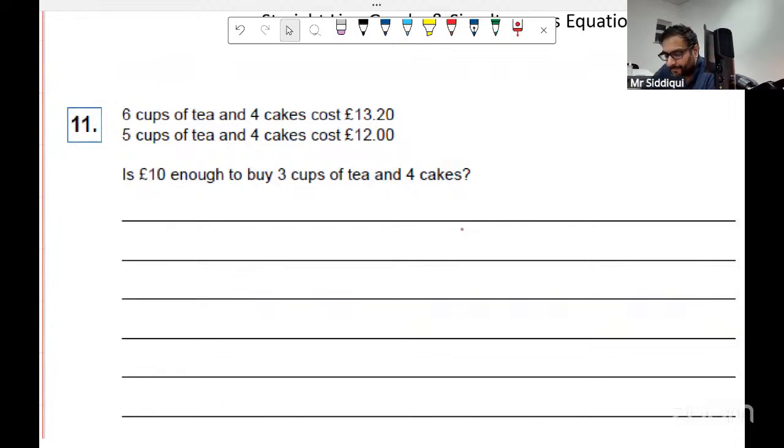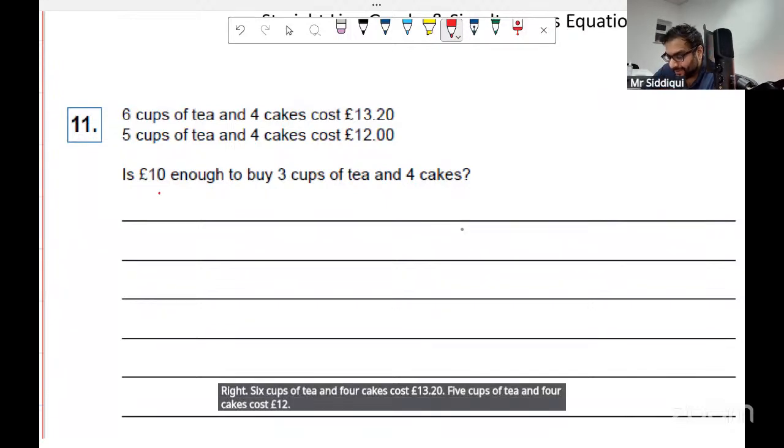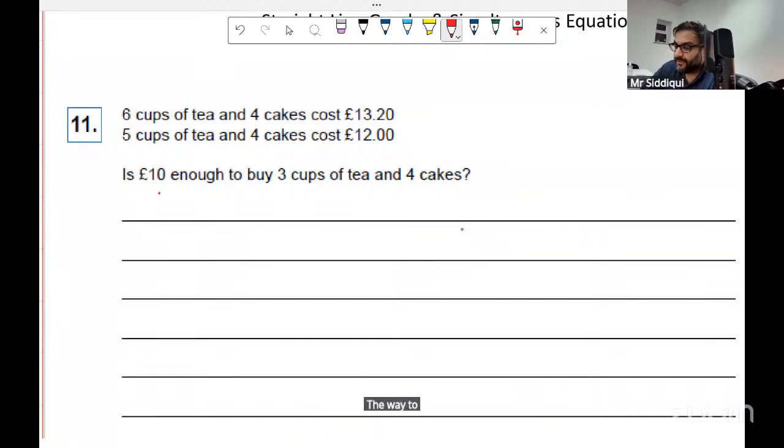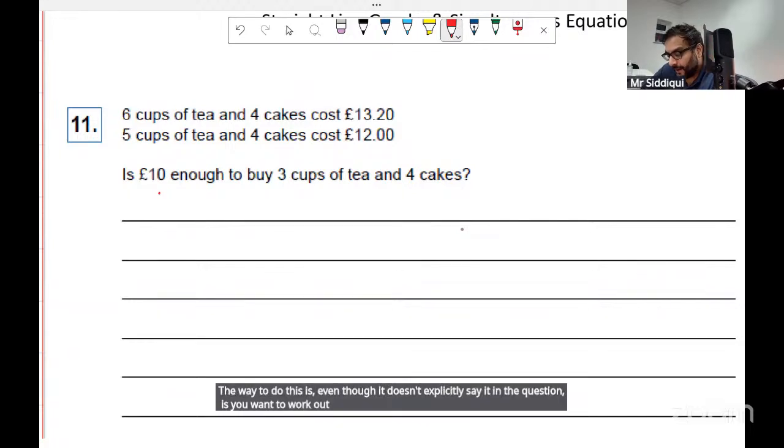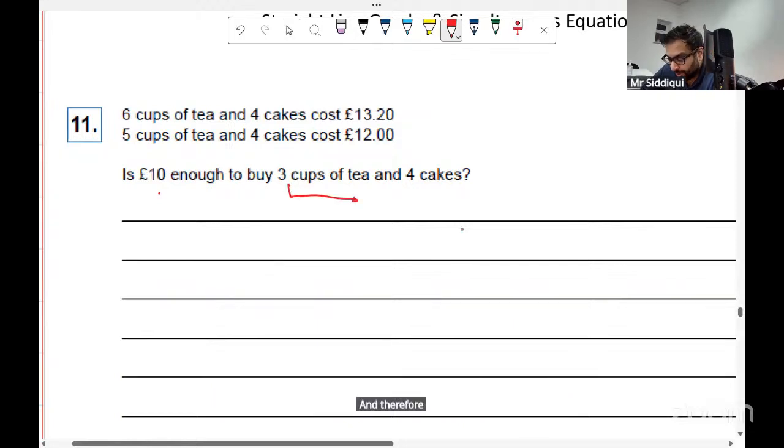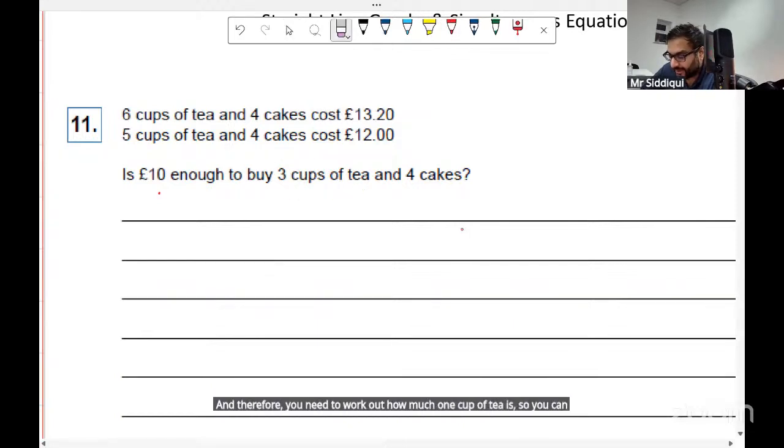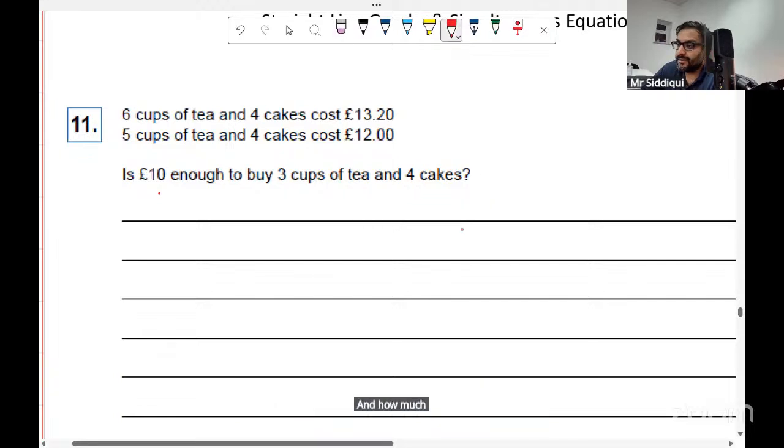Right. 6 cups of tea and 4 cakes cost £13.20. 5 cups of tea and 4 cakes cost £12. Is £10 enough to buy 3 cups of tea and 4 cakes? The way to do this, even though it doesn't explicitly say it in the question, is you want to work out how much this is all going to cost. And therefore you need to work out how much 1 cup of tea is, so you can times it by 3, and how much 1 cake is, so you can times it by 4, and then you can figure out what it all adds up to.